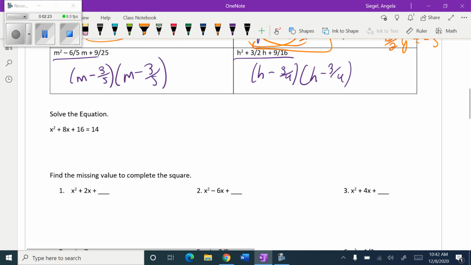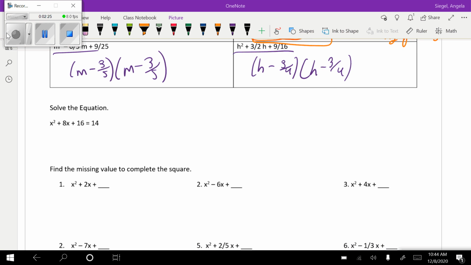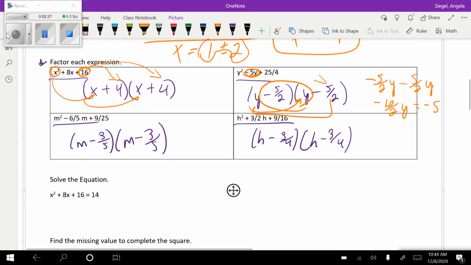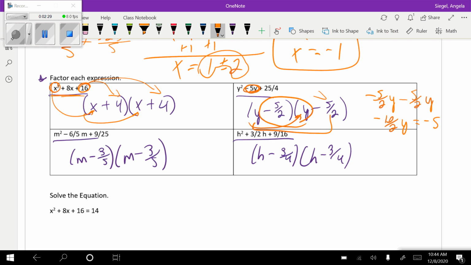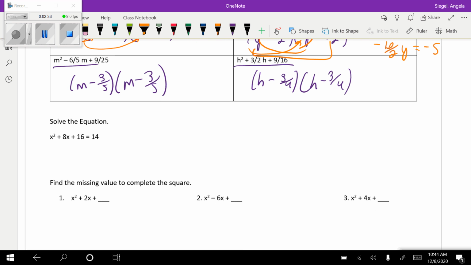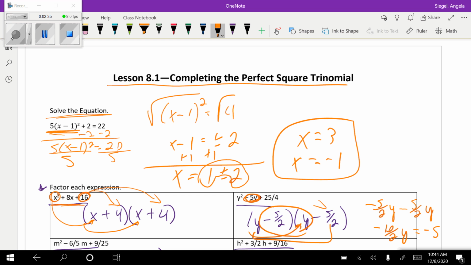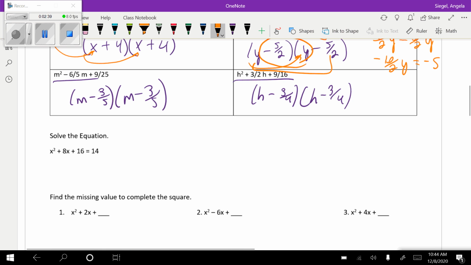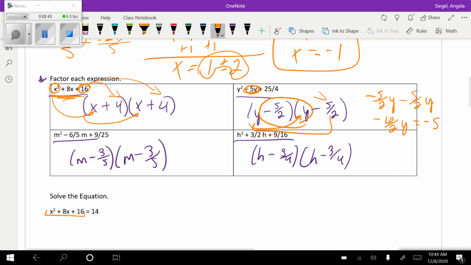Okay, so knowing what we did up here, I want you to see if you can turn it into a problem that looks similar to this. Think about this. This is that perfect square trinomial that we just saw, right here. See what you can do with that.